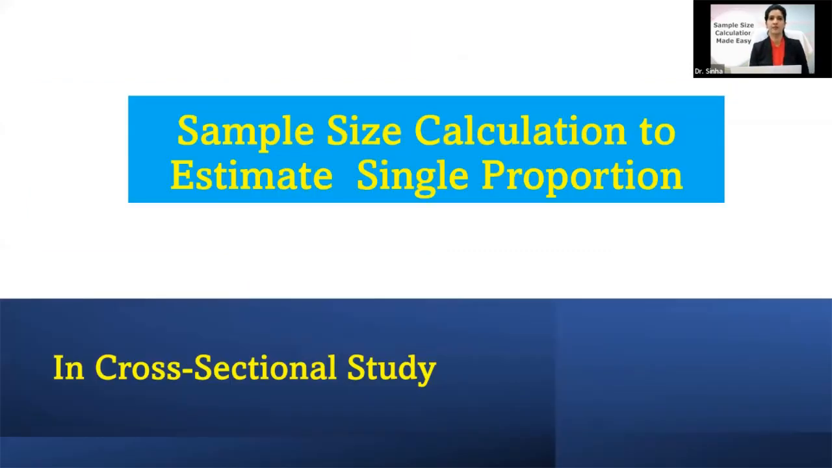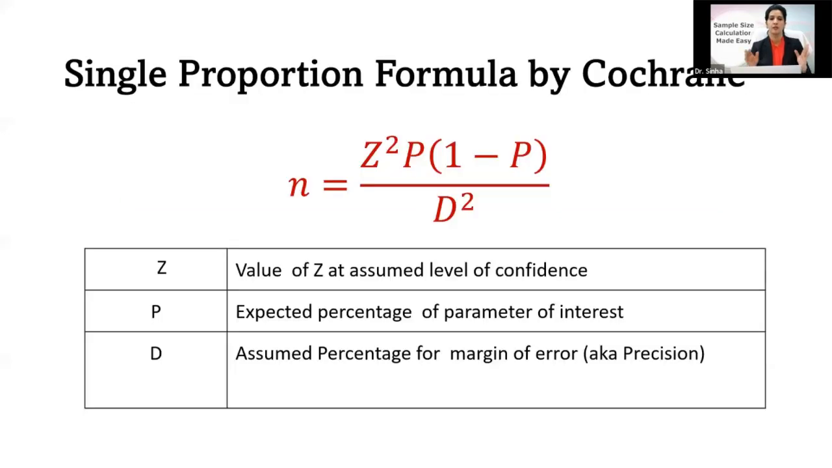So now starting with the sample size calculation for single proportion. So generally it is a type of descriptive cross-sectional study. So the formula given for the single proportion is given by Cochran. I'm not going into the detail of the formula. So this Z square P and this 1 minus p divided by d square, where the z is the value at 95% level. We take this value as 1.96, or roughly you can take 2.